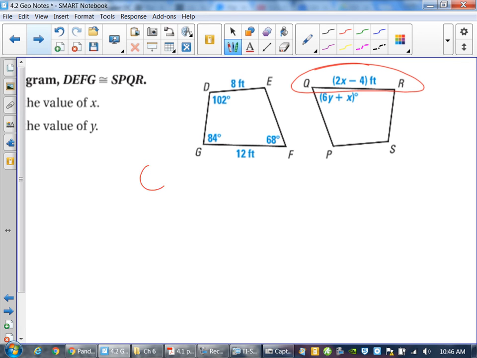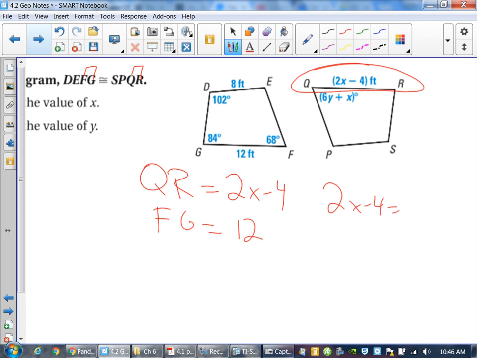I know that QR is 2x minus 4. QR is the last two letters. What are the last two letters that correspond to the other object? FG. What is FG equal to? That's it. You're figuring out what parts correspond to solve it.